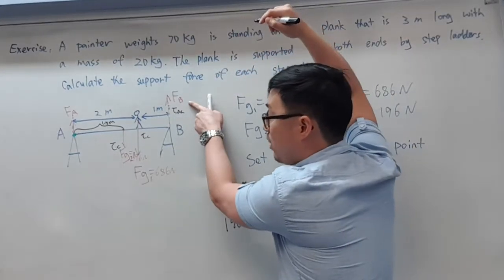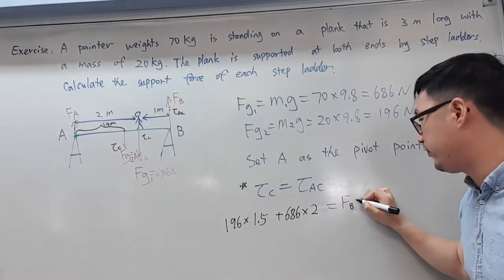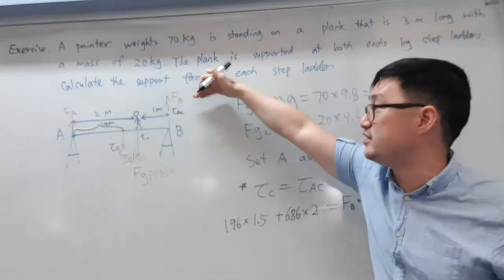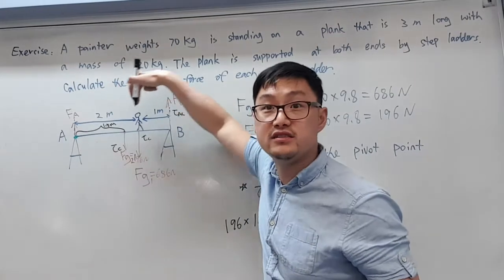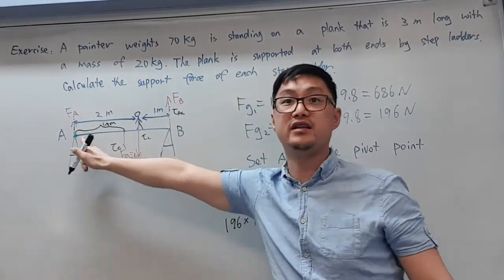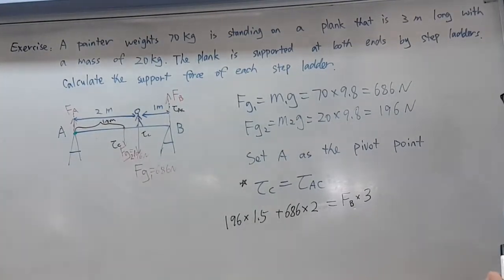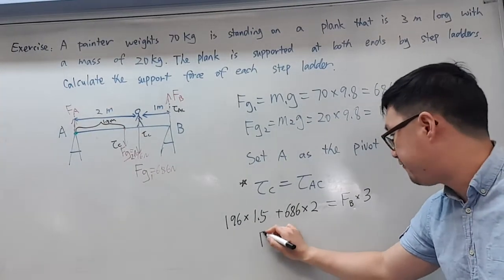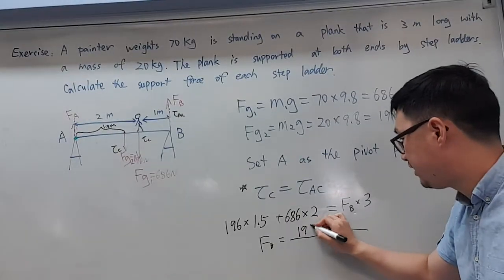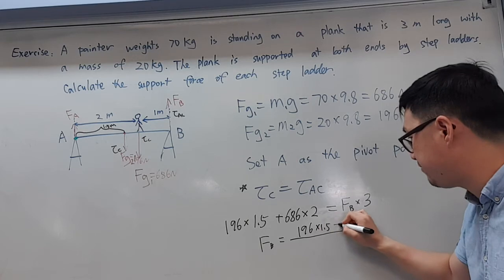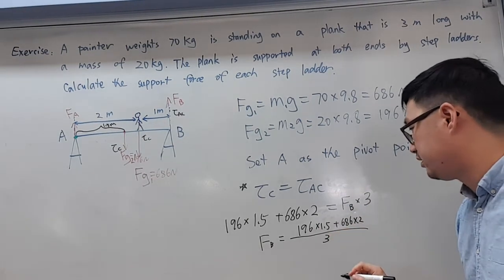Anti-clockwise one is this one, FB. I don't know FB, so I'm going to write FB over here and times the distance. How big is the distance for FB? 3. That's the total distance, because this is where the pivot point is, right? Okay, that times 3. Okay, now I just need to solve this math question. So FB is going to equal to 196 times 1.5 plus 686 times 2 divided by 3.